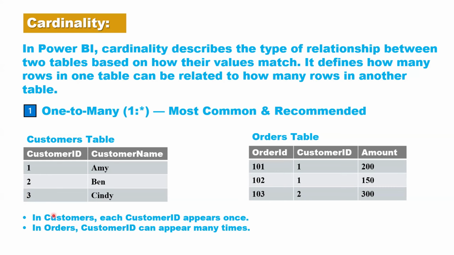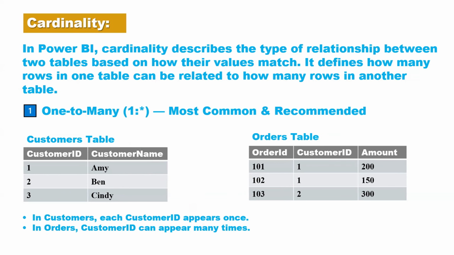Power BI supports four types of cardinality: one-to-many, many-to-one, one-to-one, and many-to-many. The most common, and the one you should aim for, is one-to-many. This creates a clean, predictable filter direction from your dimension table to your fact table. For example, in a customers table, each customer ID appears once. But in an orders table, the same customer ID can appear many times. That forms a one-to-many relationship, allowing you to filter orders by customer.